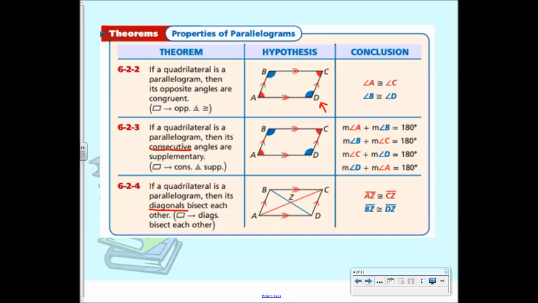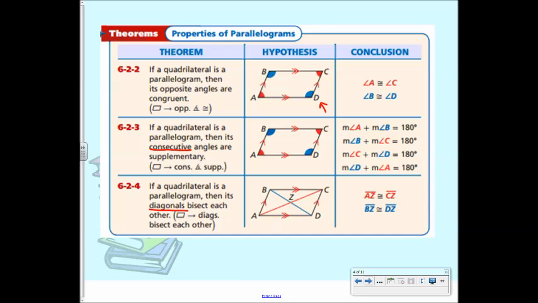The diagonal is the line that crosses from opposite vertex to opposite vertex. So for example, A and C, segment AC is a diagonal because it goes diagonally across the figure. BD is also a diagonal because it goes across the figure. So BD goes diagonally across parallelogram ABCD.